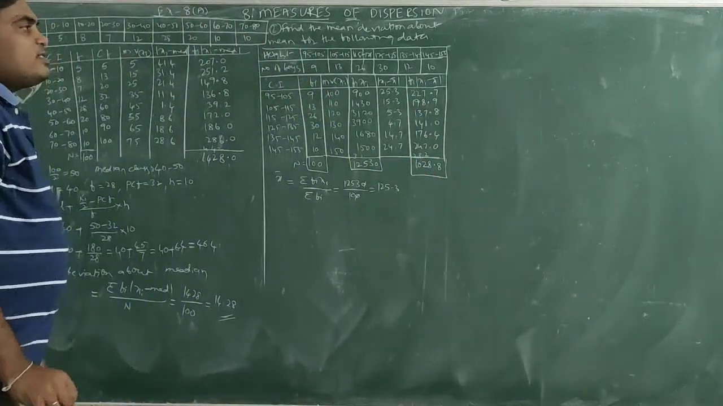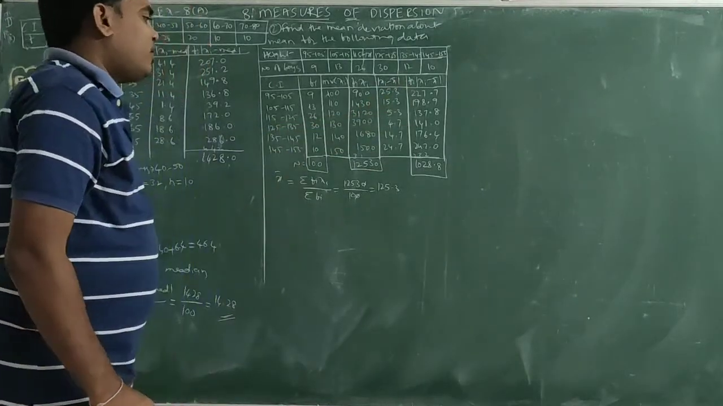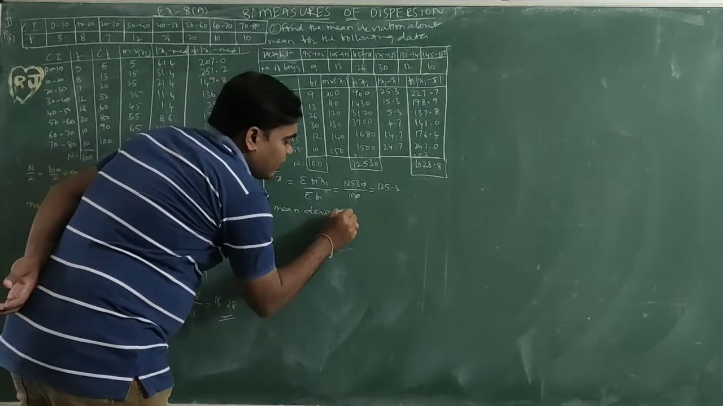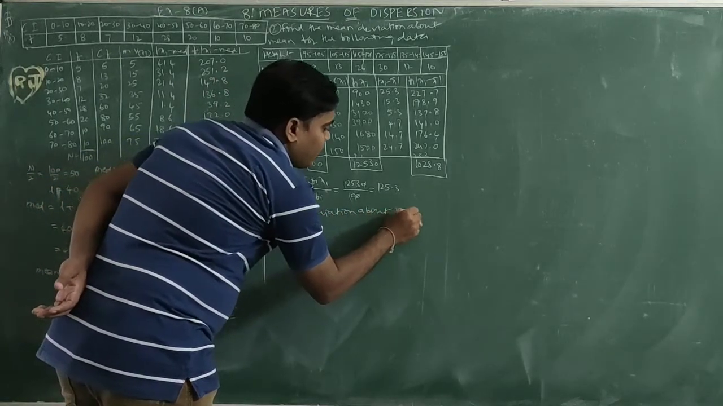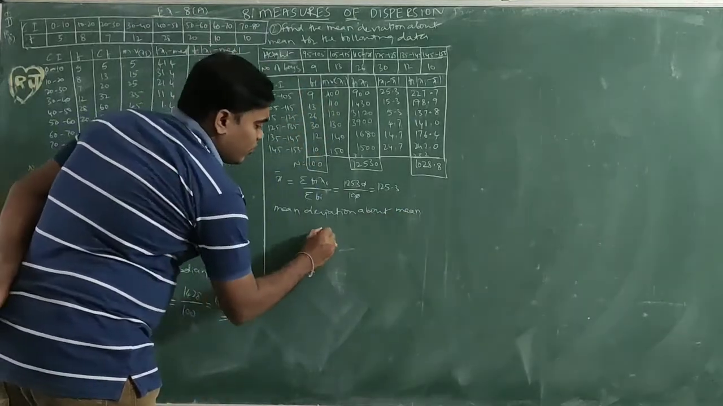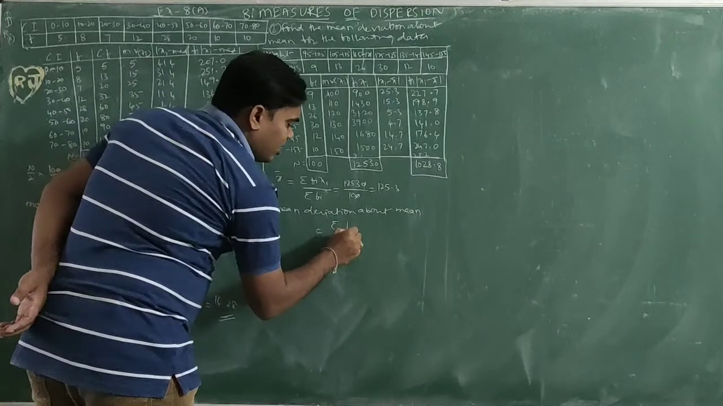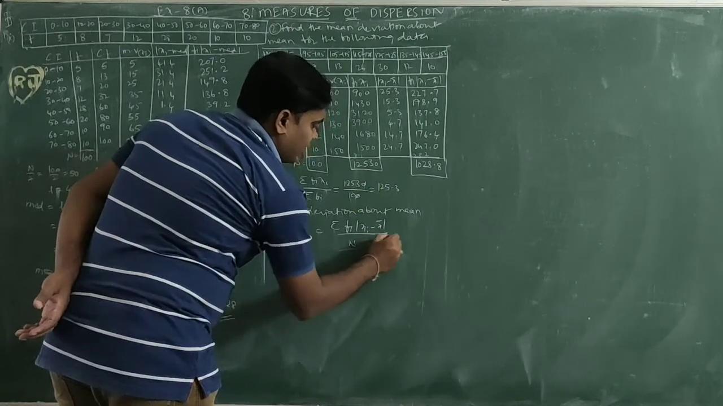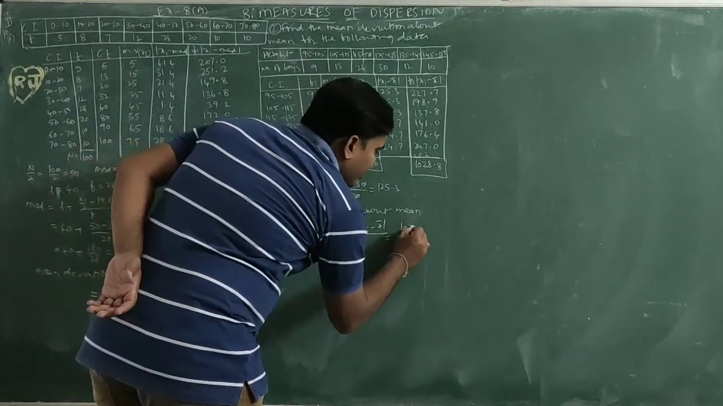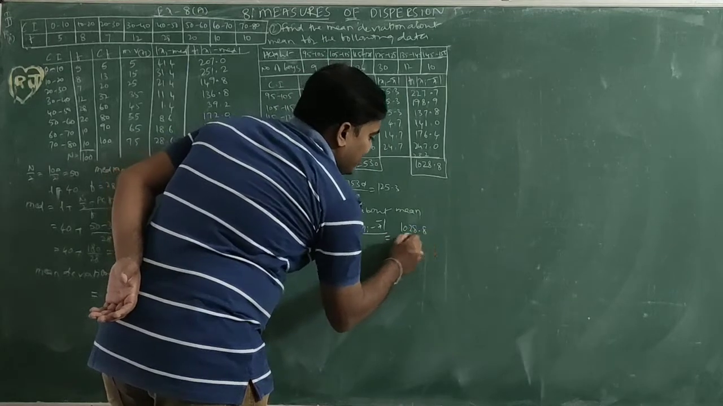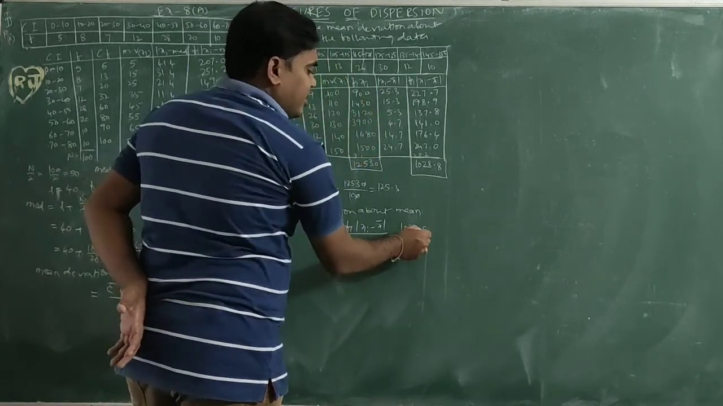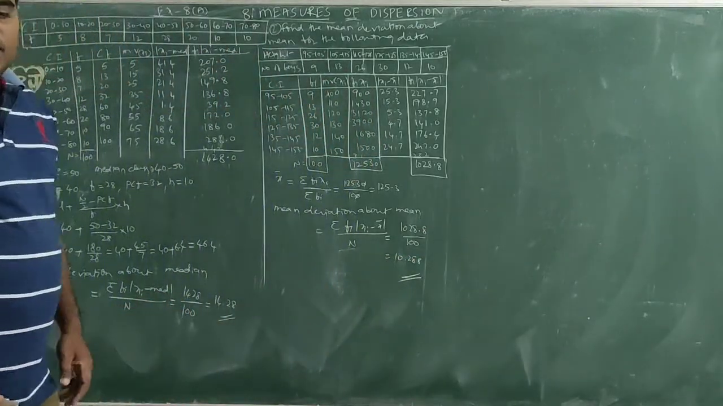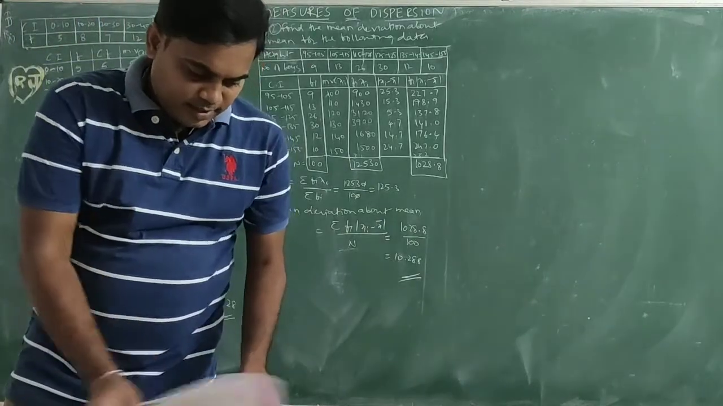Okay, now this is sigma fi mod xi minus x bar. So now mean deviation about mean equal to sigma fi mod xi minus x bar by n, or sigma fi. 1028.8 by 100. So 2 zeros, adjusting the point 2 decimals, 10.28. This is the required answer. So similar kind of example we will discuss now.